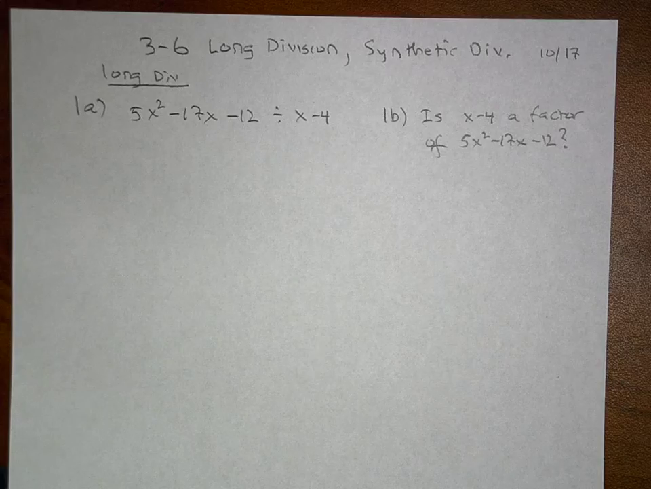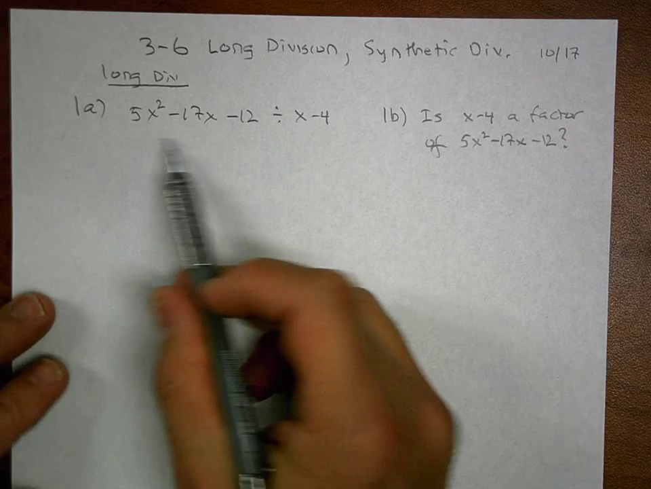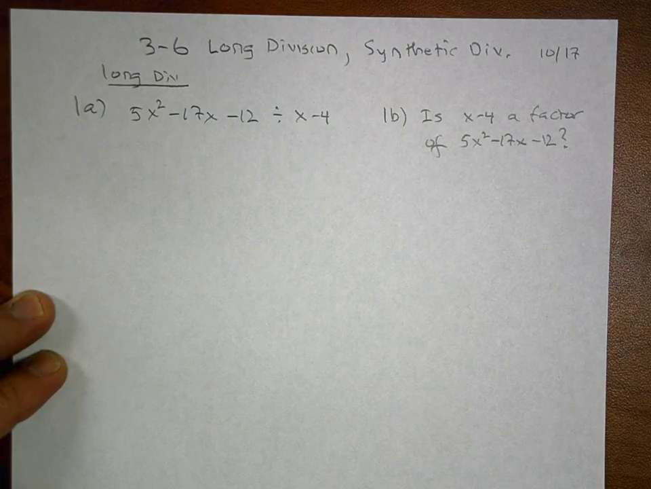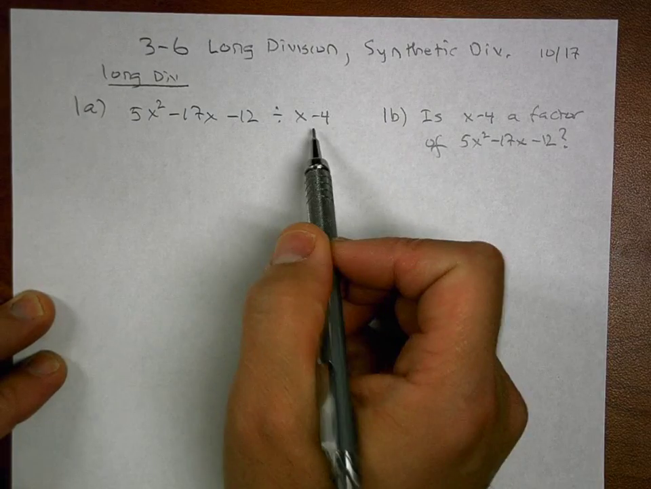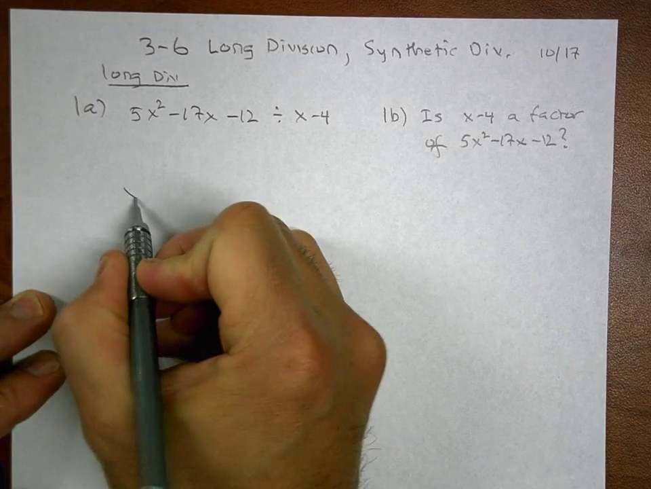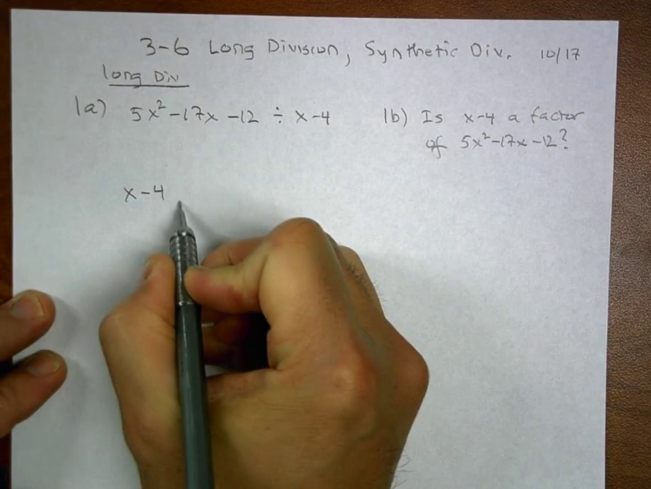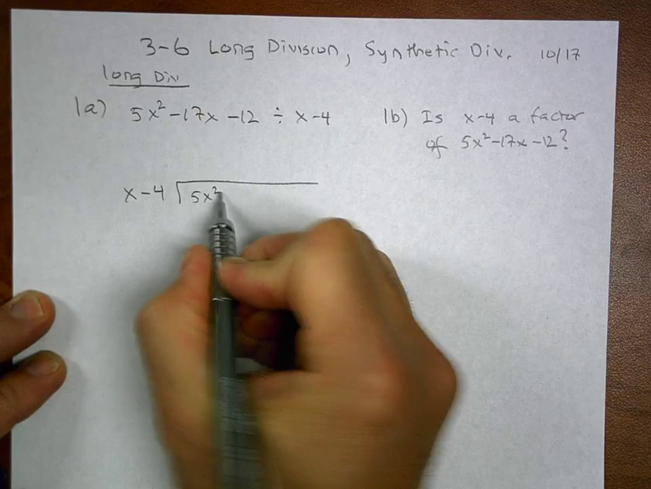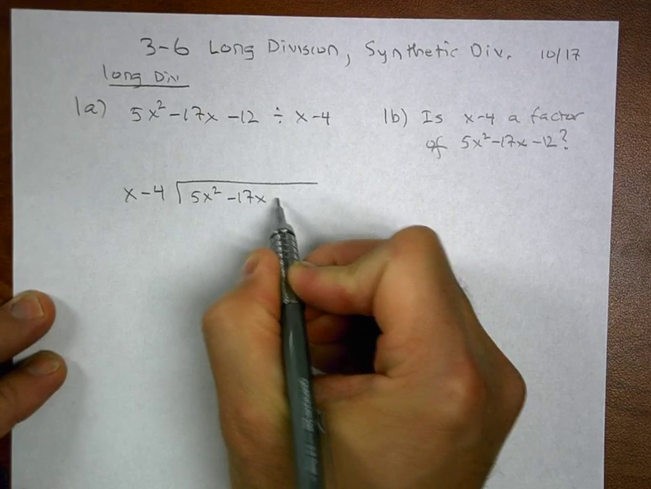Okay, so we're going to divide this by that. All right, so long division. Okay, so we're dividing this into that, so we'll put that on the outside, x minus 4. We'll divide that into 5x squared minus 17x minus 12.